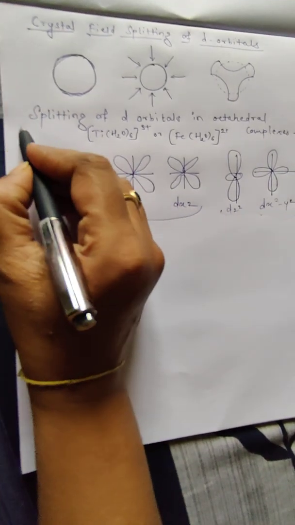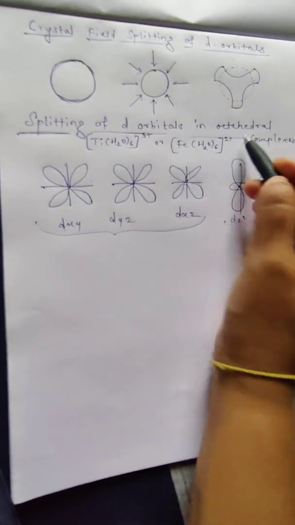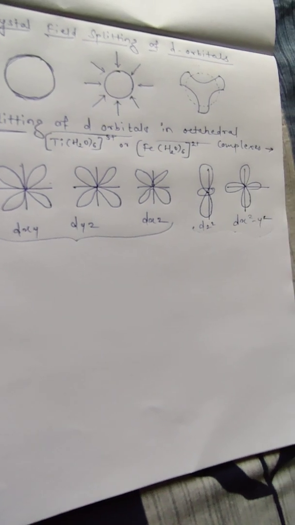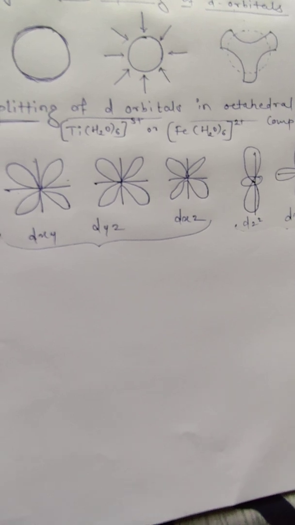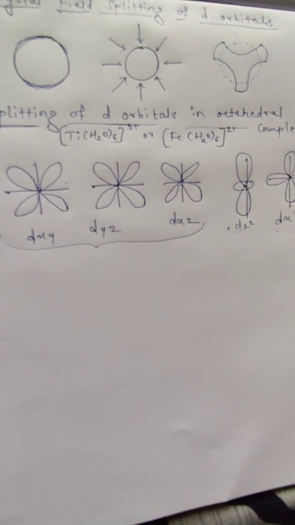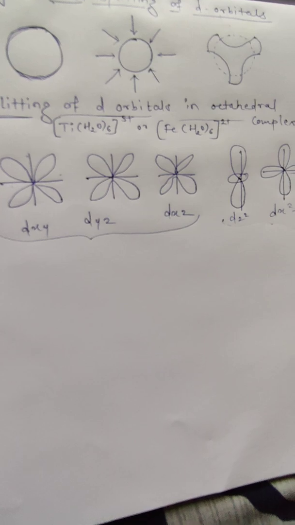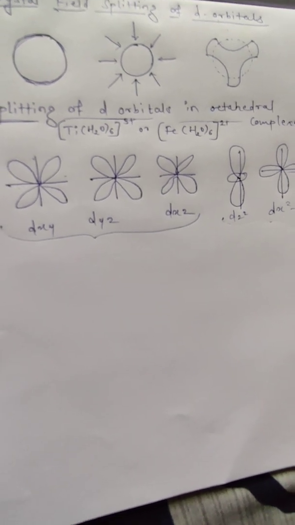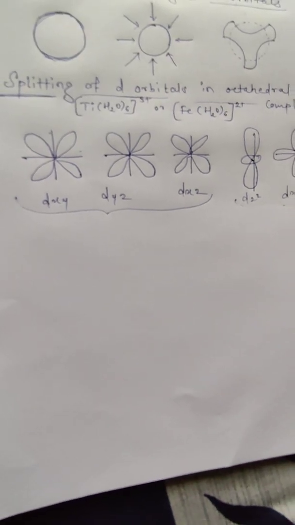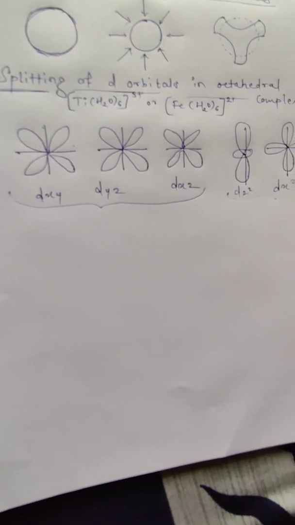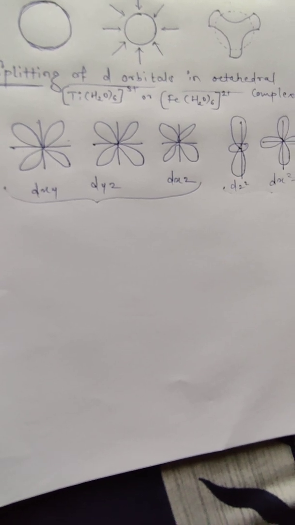Okay, now how does it differ or how does it affect when the complex is formed? So first we are taking the splitting of d orbitals in octahedral complexes. We have many octahedral complexes, just like [Ti(H2O)6]3+ or [Fe(H2O)6]2+ and many more. So what happened when the complex is formed? First of all, you have to remember always, whenever an octahedral complex is formed, it is a purely electrostatic force of attraction.